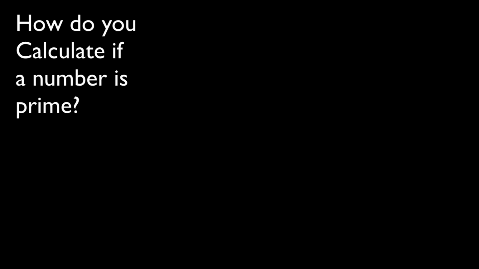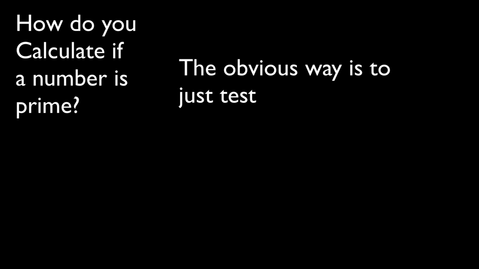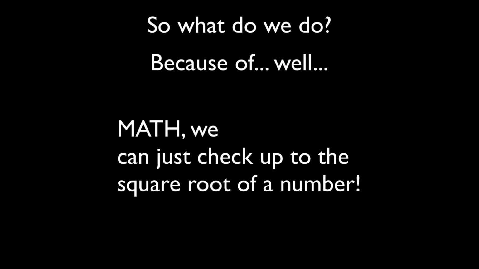So how do you calculate if a number is prime? Well, the obvious way is to just test every single number before it, but that's really inefficient. Very. So what do we do? Because of, well, math, we can just check up to the square root of a number.